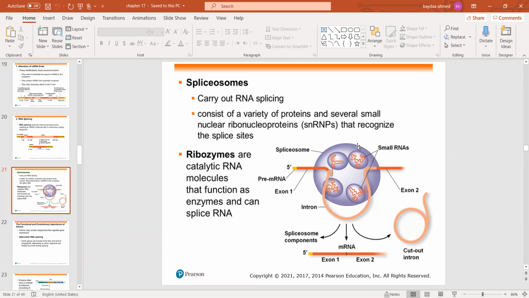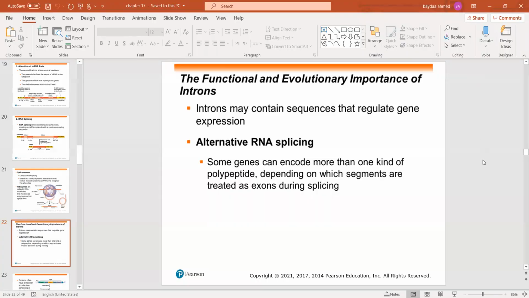Ribozymes: the idea of a catalytic role for the RNAs in the spliceosome arose from the discovery of ribozymes, RNA molecules that function as enzymes. Some introns contain sequences that regulate gene expression, and many affect gene products.